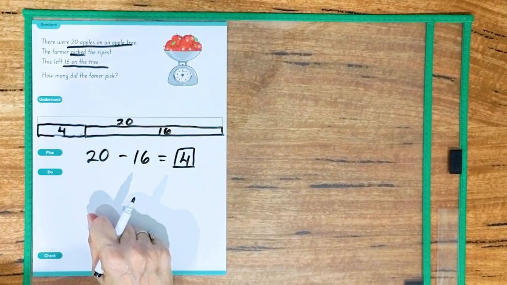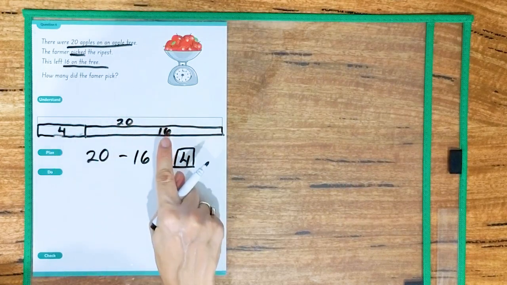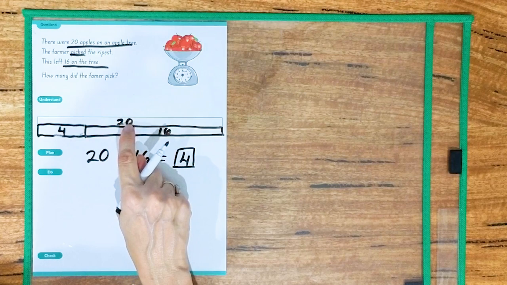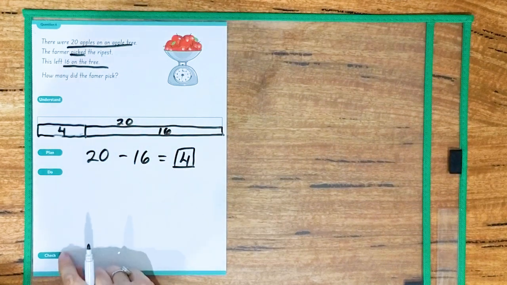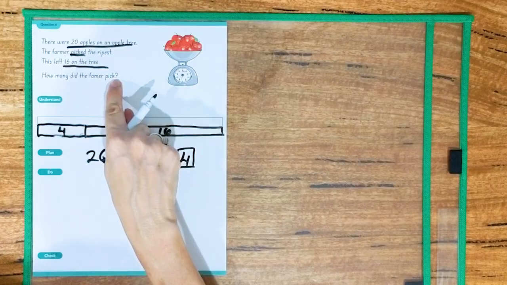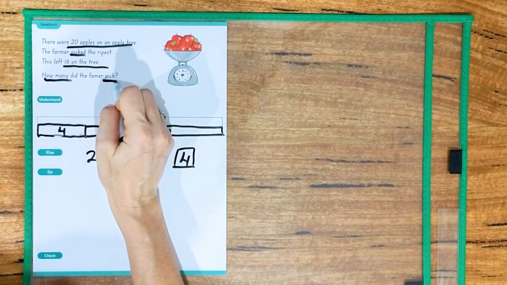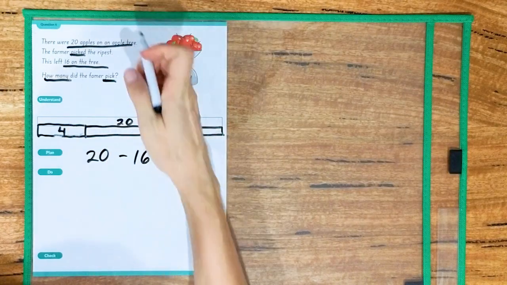I could double check by looking at the ones. I have got 4 ones and 6 ones, which makes 10 ones, which ends in a 0. The last thing I need to check is my question that I've answered it. How many did the farmer pick? This is my part that was picked, so 4 apples were picked.